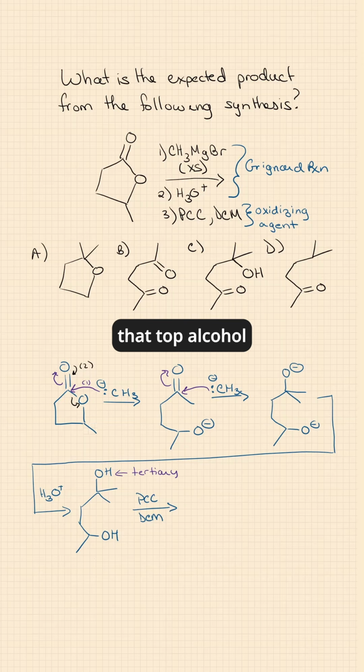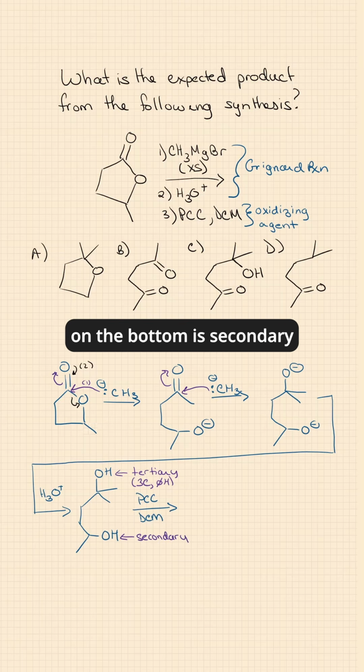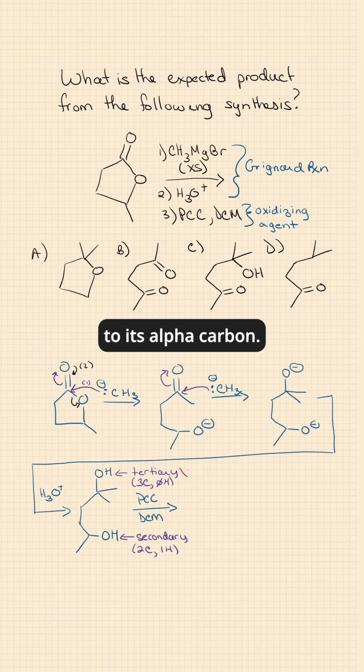So if we look at that top alcohol group on the molecule, we see that it's tertiary because it has 3 carbons and no hydrogens attached to its alpha carbon. The alcohol group on the bottom is secondary because it has 2 carbons and 1 hydrogen attached to its alpha carbon. So when we use our PCC, it's not going to be able to oxidize our tertiary alcohol on the top, but it will be able to oxidize our secondary alcohol on the bottom, which will turn it into a ketone and we'll get our final product.